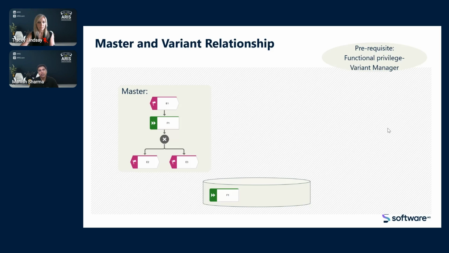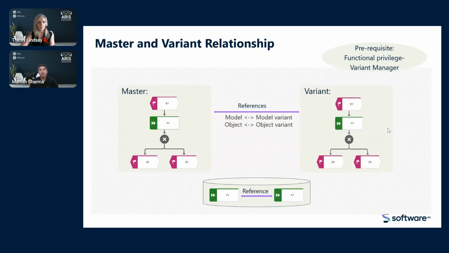So the idea is that for any model or object, you have an option to create a copy of it. And creating a copy as a variant allows you to retain the relationship with the master. So it actually creates a master-variant relationship, and there is an option to compare the two to see how they are different, both at the model level as well as at the object level. So you can create variants of the whole model, or you can create a variant of an object.